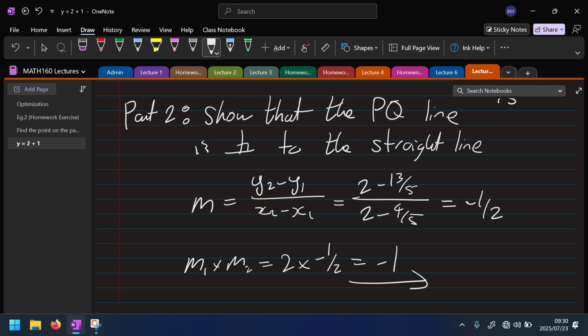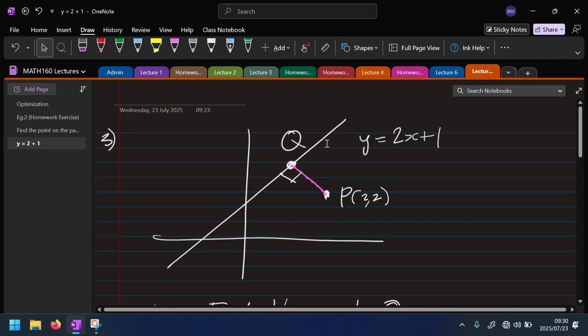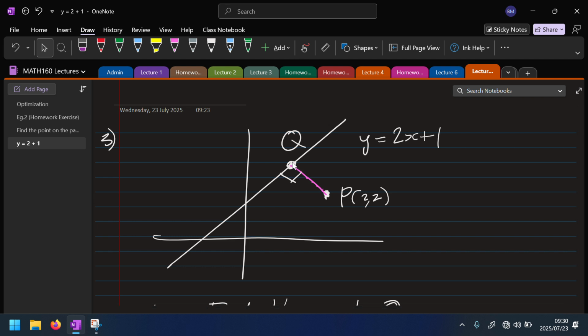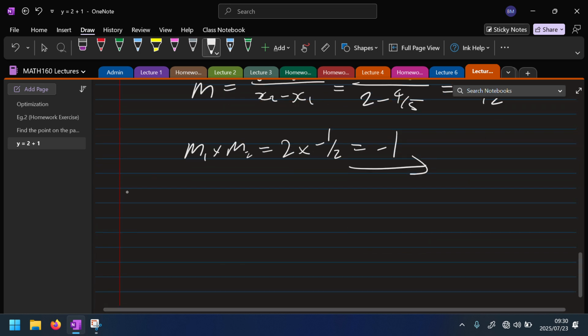Any questions on this one? No questions. Okay. Now, in fact, this works for a general curve. So if I have some other function and I want to find the shortest distance, it will always be perpendicular to that curve. So in general, we have the following.